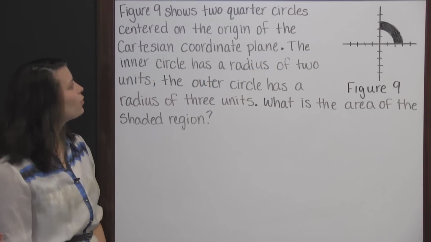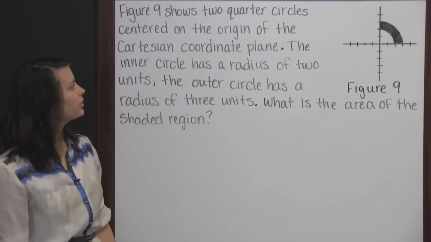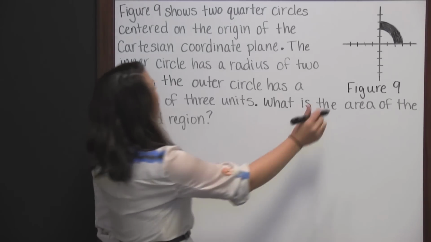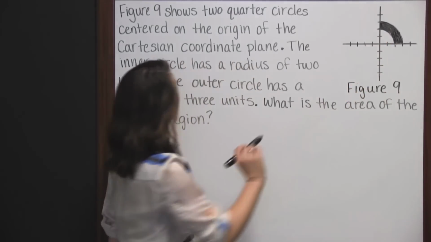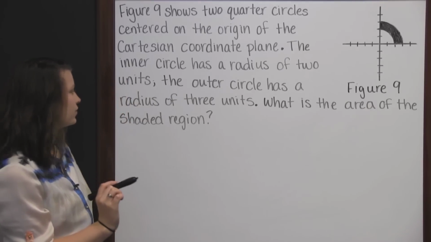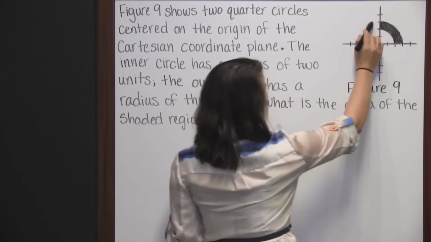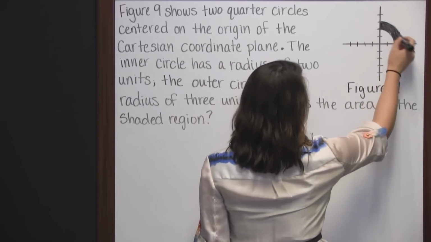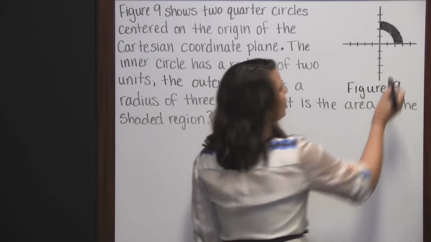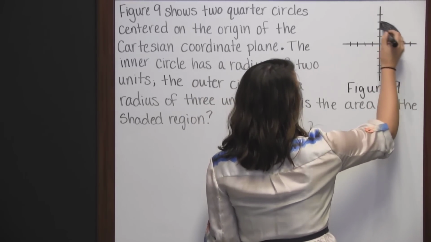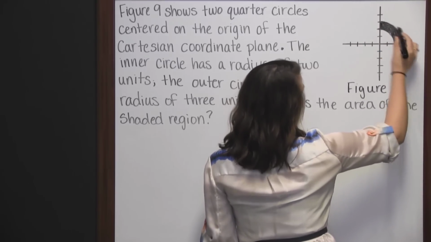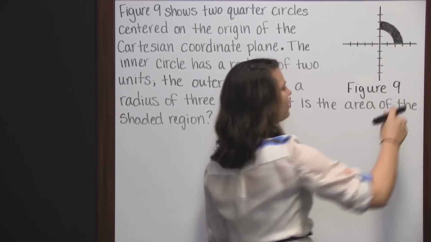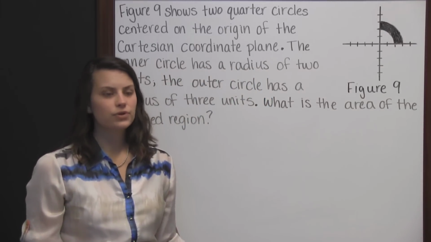Figure 9 shows 2 quarter circles centered on the origin of the Cartesian coordinate plane. The inner circle has a radius of 2 units. The outer circle has a radius of 3 units. What is the area of the shaded region? So that's right in here. And so if you can just imagine it, this circle would continue going, as would this larger circle. So since it's been split into quarters, all we're finding the area of is a quarter of those circles.